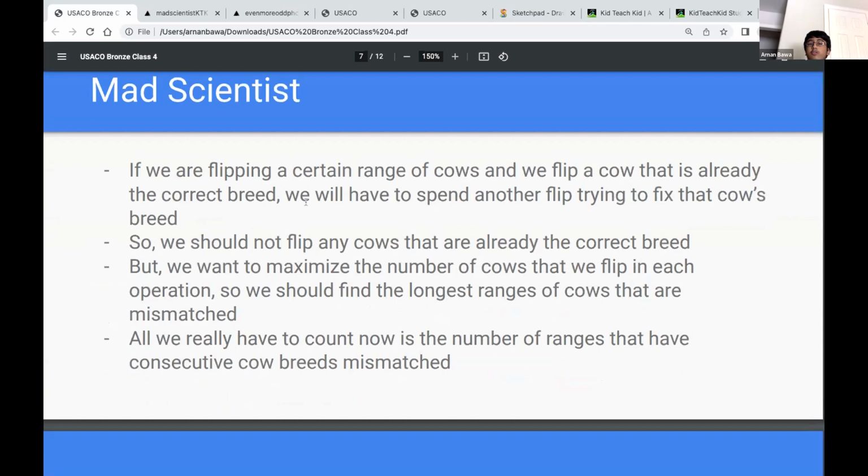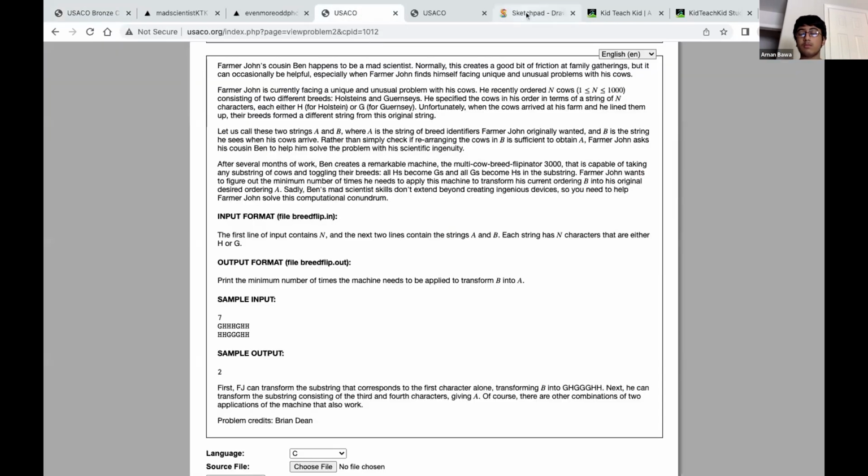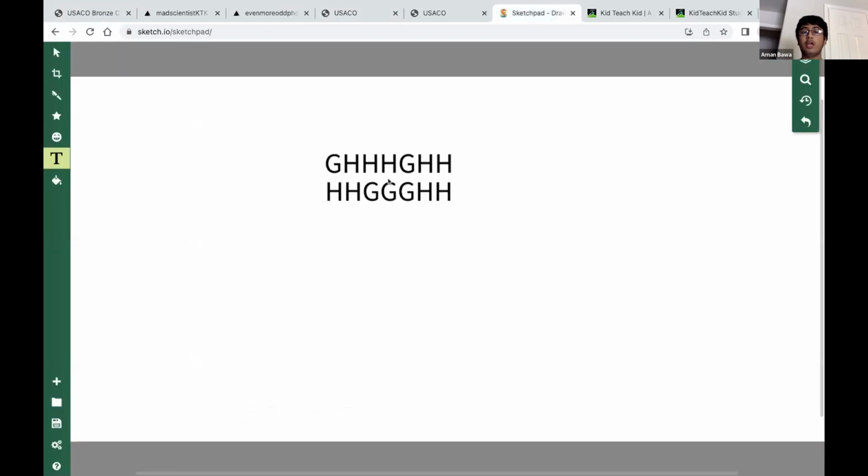If we're trying to flip some cows, we should only flip cows that are mismatched, and we should not waste operations reflipping cows. So we also want to find the longest range of cows that are mismatched, because we can flip all of those at once in one flip. So let's simulate that.